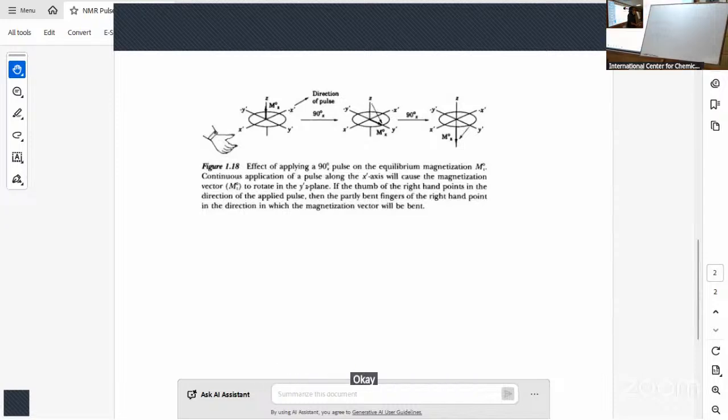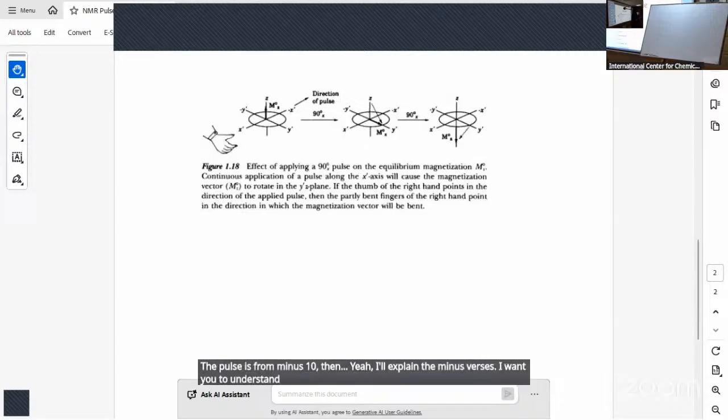Okay, from the girl side, you all have understood this concept? For example, if the pulse is from minus 10, then to minus 5 or minus. Yeah, I'll explain the minus pulses. I want you to understand this step by step. Have you understood that a 90x pulse from the positive direction where your magnetization vector is at plus?